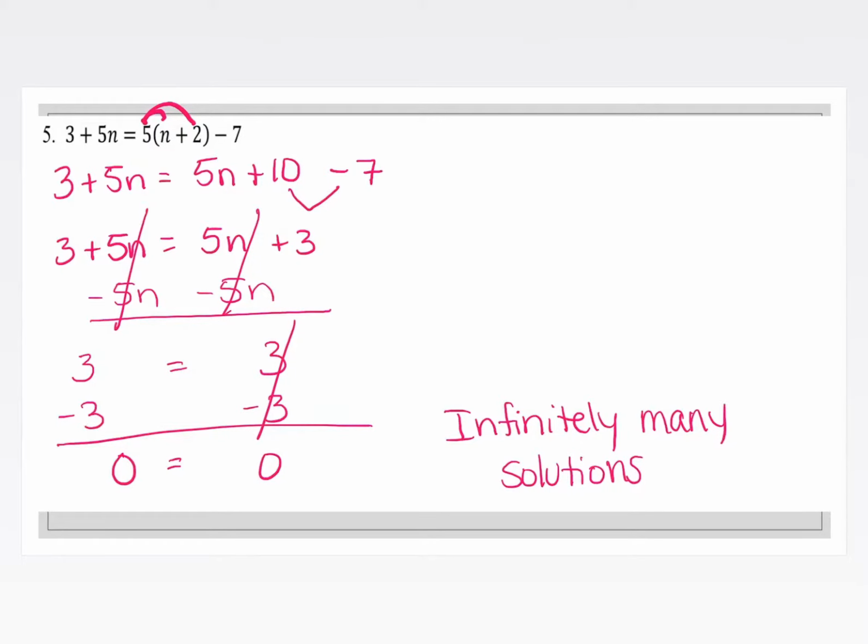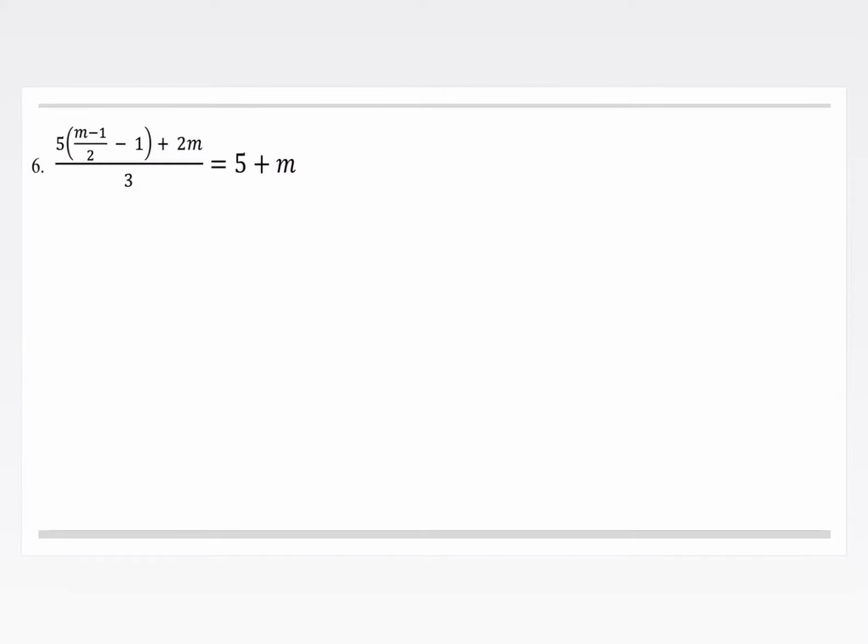To this problem. Our last example, this one looks yucky. We have 5 times the quantity (m minus 1) over 2, minus 1, plus 2m, all over 3, equals 5 plus n.